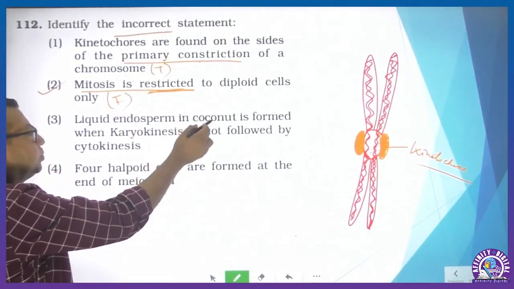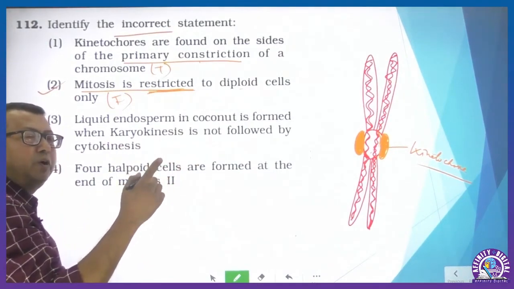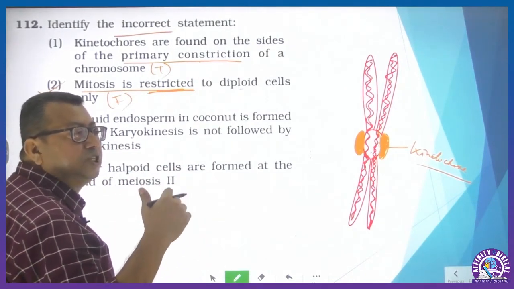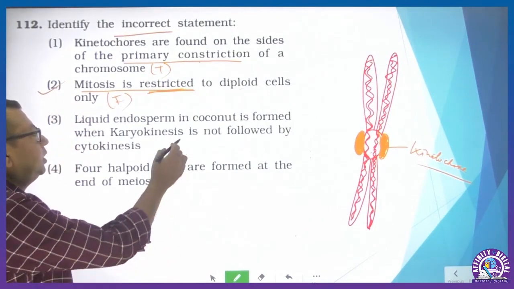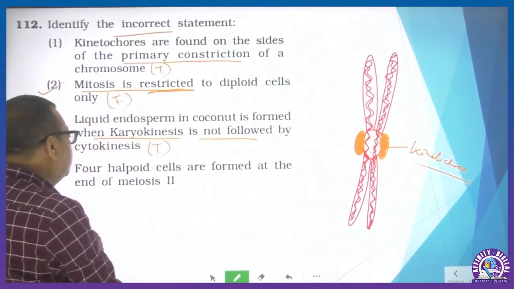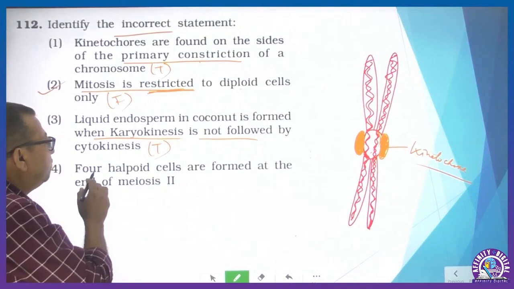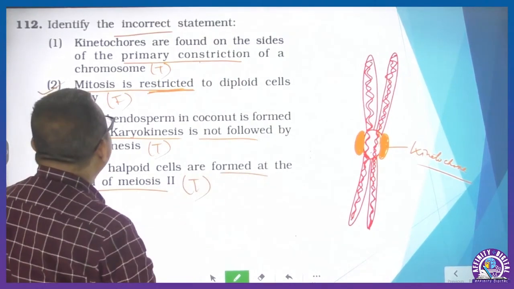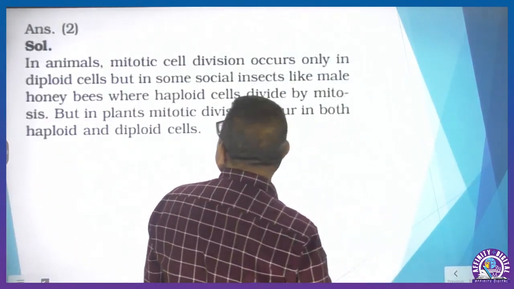ठीक है. Liquid endosperm in coconut is called syncytium, and syncytium is a multinucleated cell which is formed by repeated karyokinesis not followed by cytokinesis. So liquid endosperm in coconut is formed when karyokinesis is not followed by cytokinesis. So this is also true. Okay, and liquid endosperm coconut को क्या बोलता है? syncytium बोलता है. 4 haploid cells are formed at the end of meiosis 2. So this is true. So incorrect statement कौन सा है? ऑप्शन नंबर 2. ठीक है.